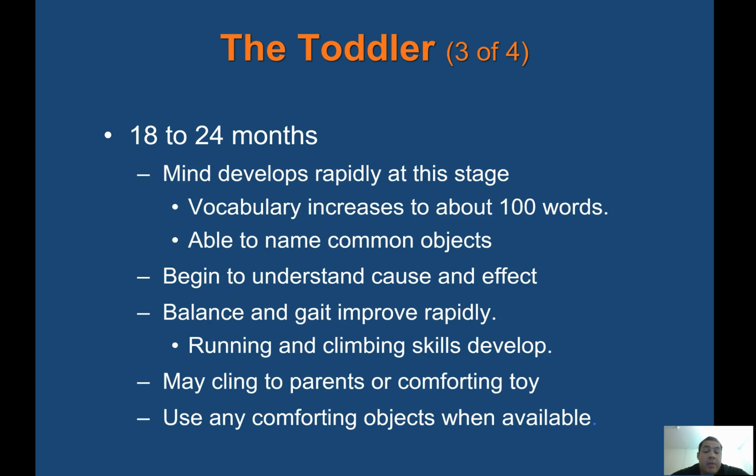18 to 24 months, mind develops rapidly at this stage. Vocabulary increases to about 100 words. Able to name common objects. Begin to understand cause and effect. Balance and gait improve rapidly. Running and climbing skills develop. May cling to parents or a comforting toy. Use any comforting objects when available.